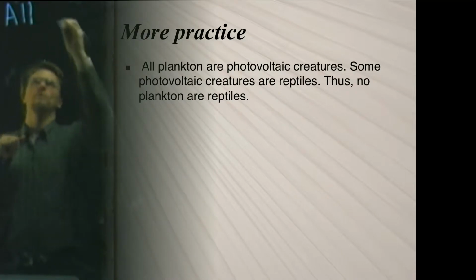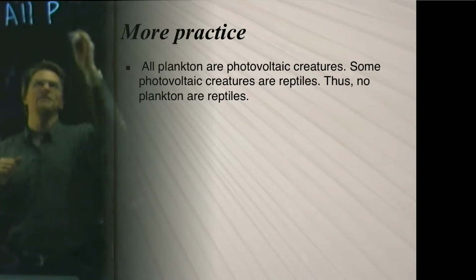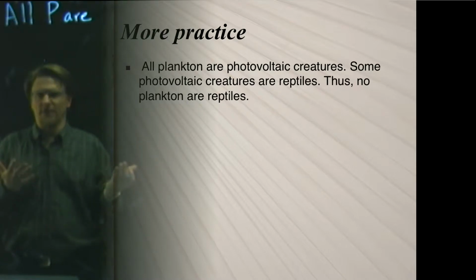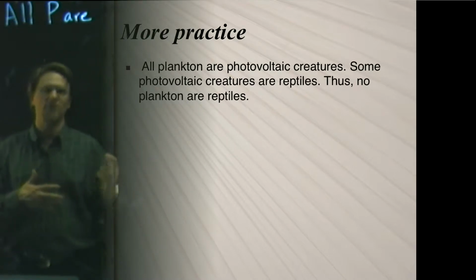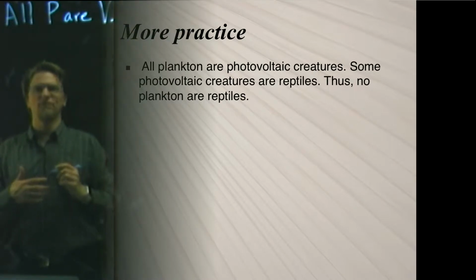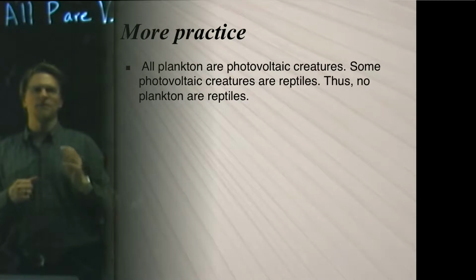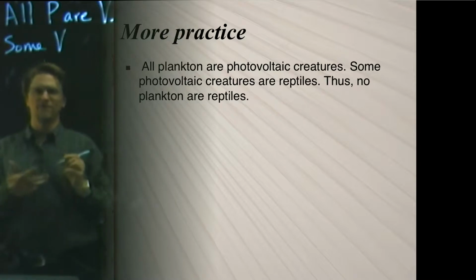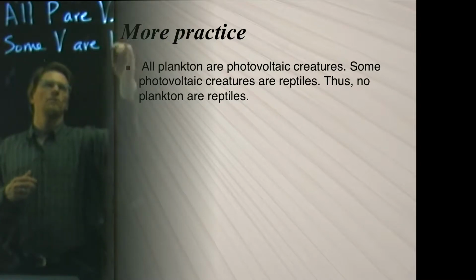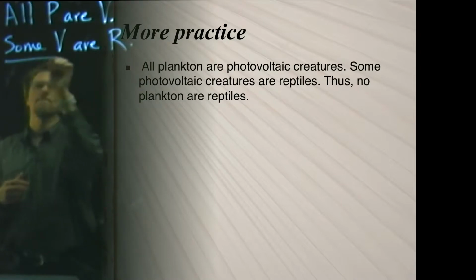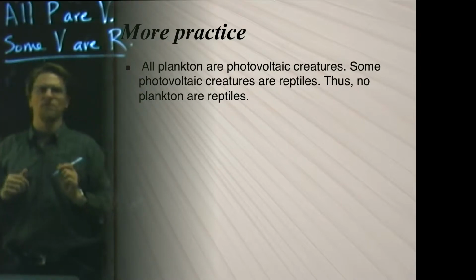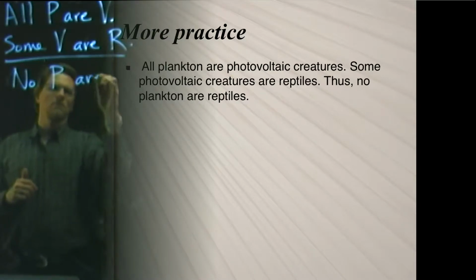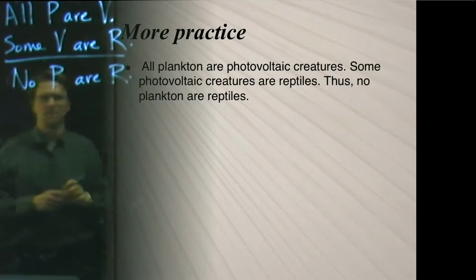So we get all P, all plankton, are photovoltaic creatures. Well, we can't use P again, right? So choose some other letter. It doesn't really matter what letter you choose here. I'll go ahead and use V. All P are V. Second premise: some photovoltaic creatures, so some V again, are reptiles. So R. Draw a line separating the premises and the conclusion. And so we get thus, no plankton are reptiles. All right.